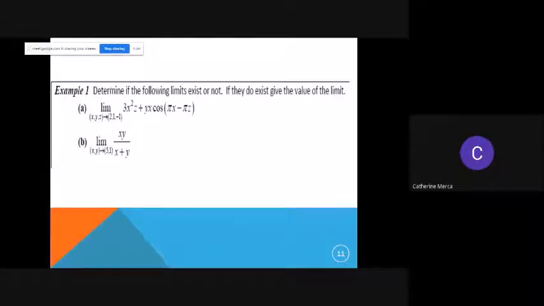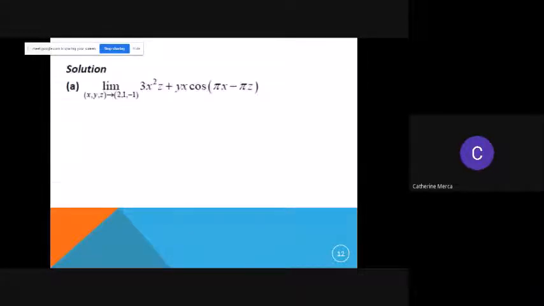Number 1, we're asked to determine if the following limit exists or not. If it does exist, give the value of the limit. So let's take a look at A first. The limit of 3x squared z plus yx cosine of pi x minus pi z. Notice that (x, y, z) approaches (2, 1, negative 1). If you take a look at this, there is no restriction because there is no denominator, so it's okay, there is no possibility of it becoming zero.